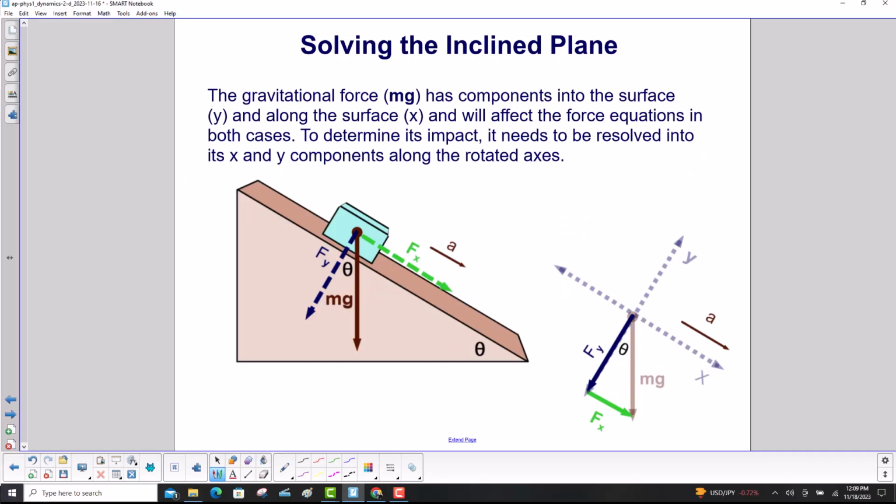The gravitational force mg over here has components into the surface, y, and along the surface, x, and will affect the force equations in both cases. To determine its impact, it needs to be resolved into its x and y components along the rotated axes. So this would be F sub y, this would be F sub x. Please notice how this line here, completing that mg triangle, is parallel to the rotated x-axis.